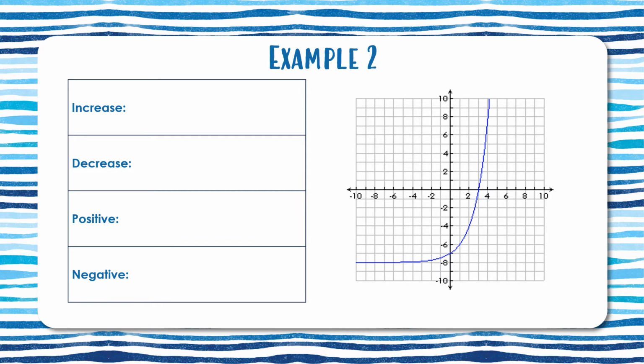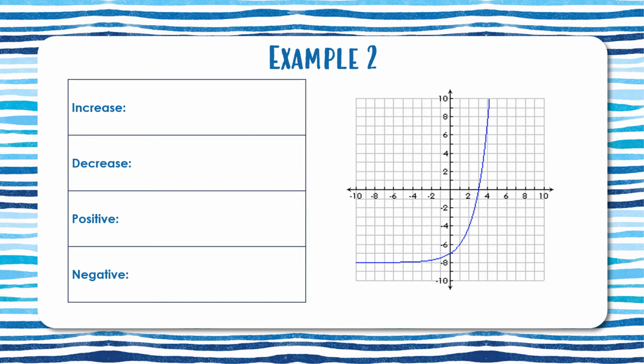Increase means to go up from left to right, so let's start at negative infinity and make our way to positive infinity. If I do that, I will always go up. So it is increasing from negative infinity to positive infinity. Since it will never go down, we will write none on decrease. Linear and exponential functions will either increase or decrease. They do not do both.